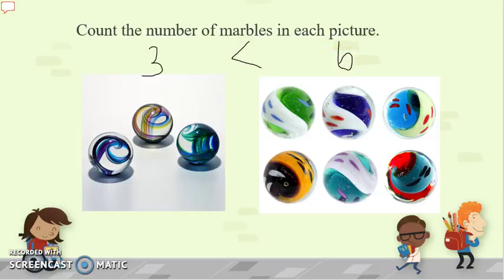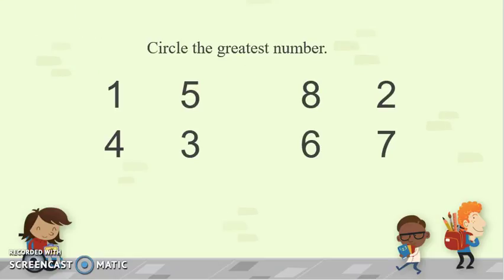So that was to show you how you can compare in groups. Now right now we want to just circle the biggest number. So we know that out of 1 and 5, our biggest number is going to be 5. Out of 4 and 3, we know our biggest number is 4. Out of 8 and 2, we know that our biggest number is 8. And out of 6 and 7, we know our biggest number is 7.